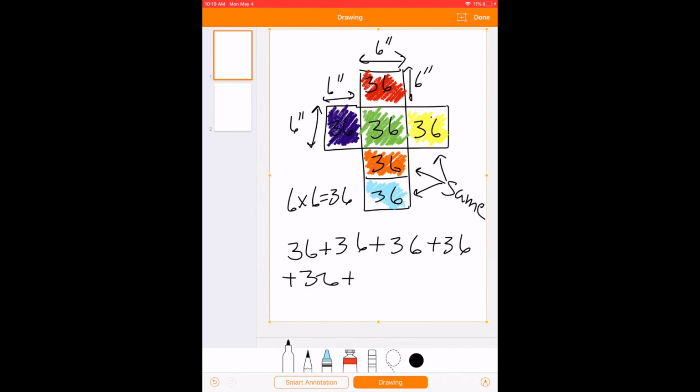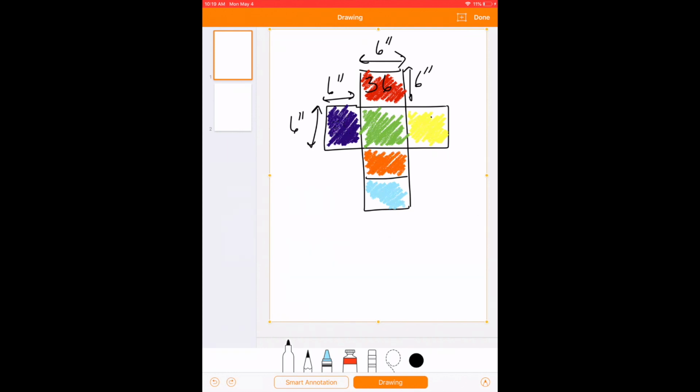Another way to think about this is that there is a square that is 6 by 6, and that when I multiply 6 by 6, I get 36. Then I recognize that there are 1, 2, 3, 4, sorry about that, 4, 5, and 6 other squares that have the same exact area as my first square. Therefore, if I take 36 and I multiply it by the 6 squares I have, I can get my answer. In both cases, you will get 216 inches as your area for the surface area of this net.